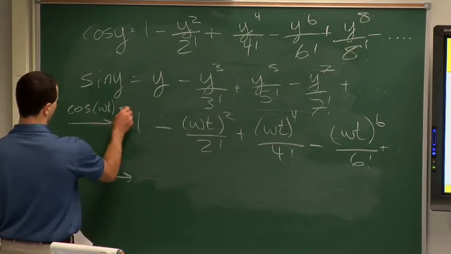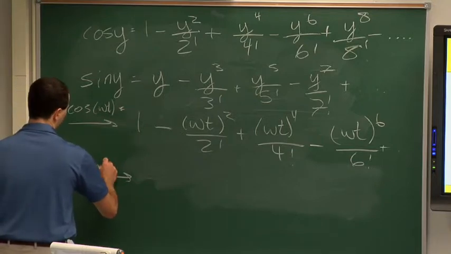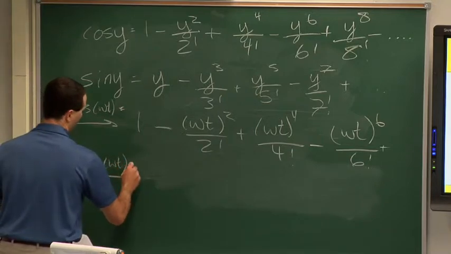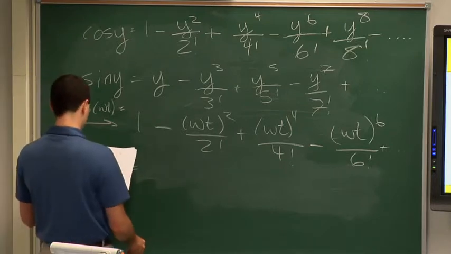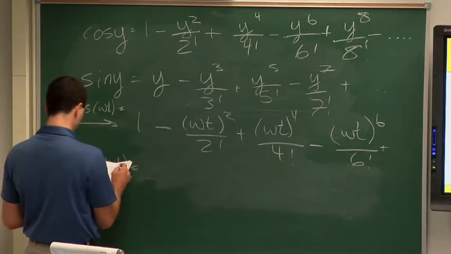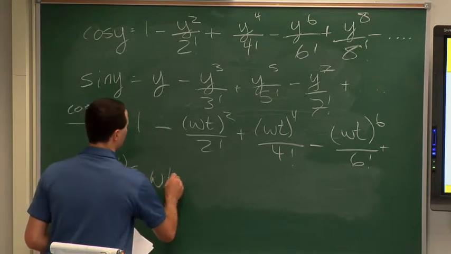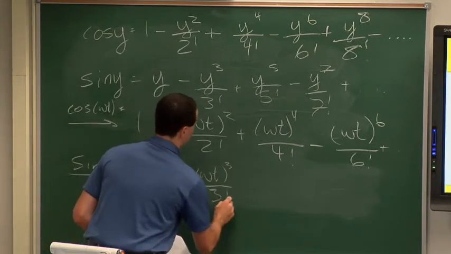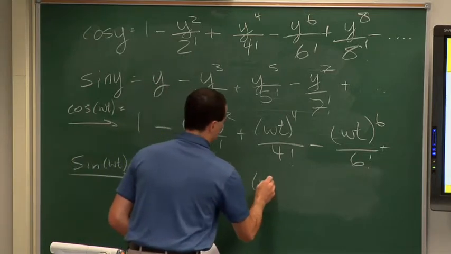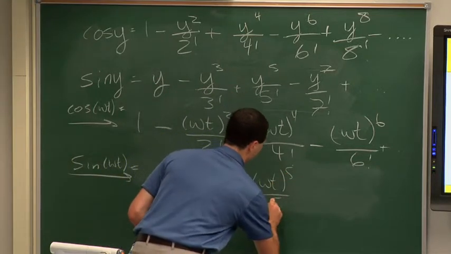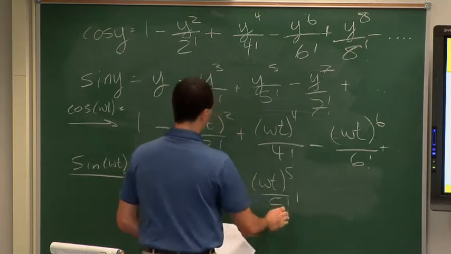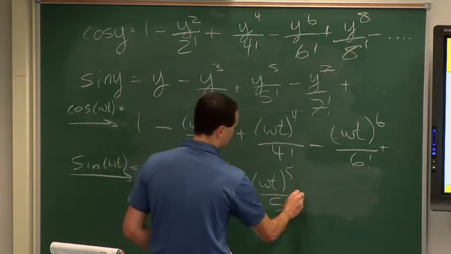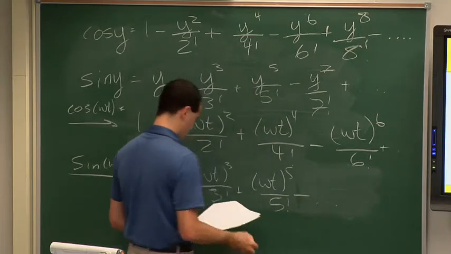And then sine omega t. I just plug in omega t. So I get omega t minus omega t cubed over 3 factorial plus omega t to the 5th over 5 factorial minus, and on and on.